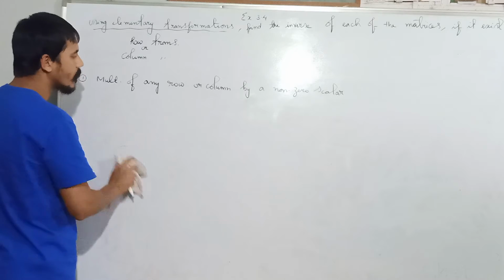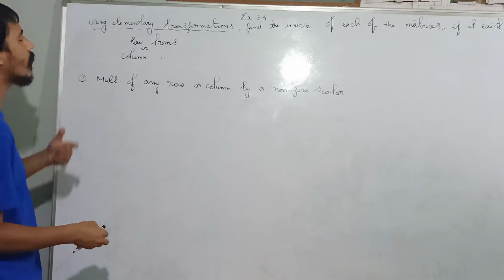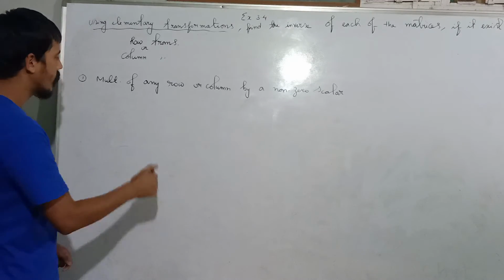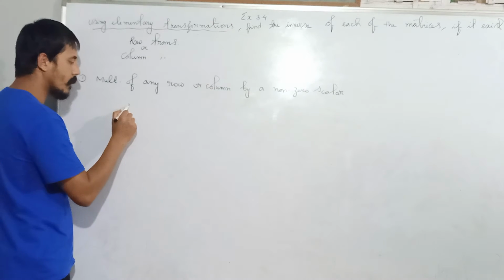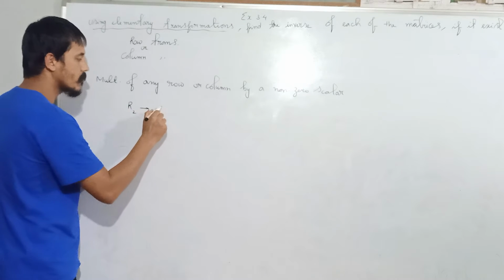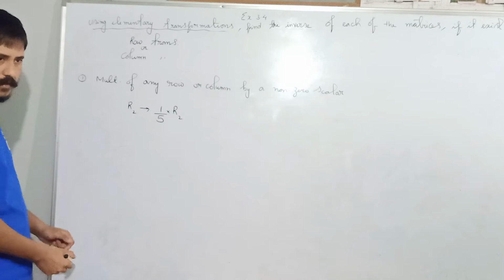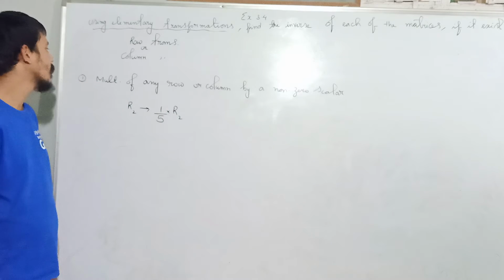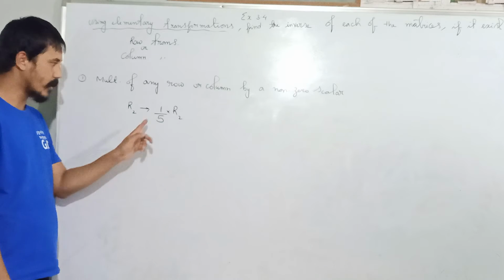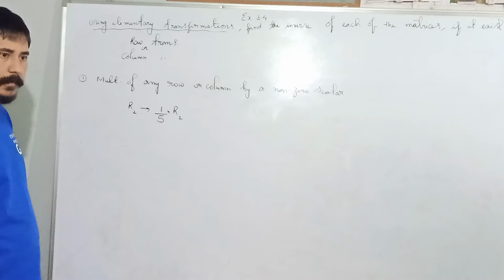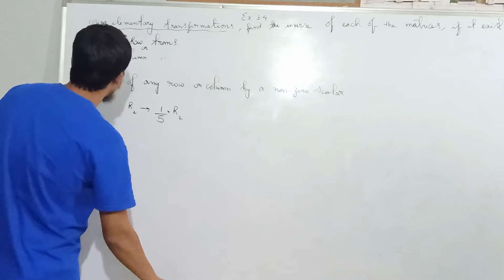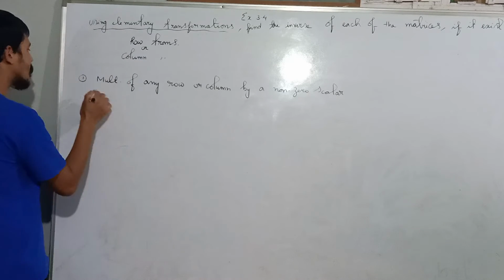Example, suppose you want to divide R2. You want to divide R2 by 5. Then I can convert that to multiplication. R2 goes to 1 by 5 R2. It's multiplying, right? Is it okay? Dividing is okay. We can make it in terms of multiplication. So we used here only multiplication. That was the second one.